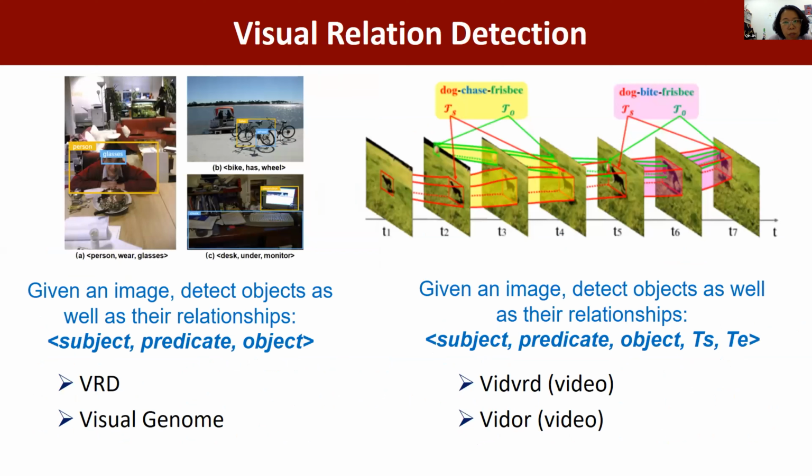And then visual relation detection can be considered as a higher level of understanding beyond action classification. It requires the system not only to identify the action, but also the subject and object of the activity. The output is normally in the triplet format, such as subject, predicate, and object. Compared to image visual relation detection, video relation detection is more challenging because it requires the system to track the relation along the temporal dimension as well.